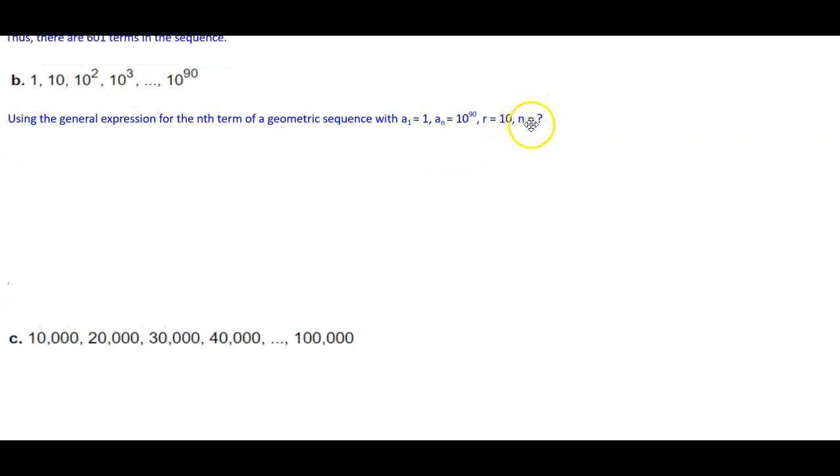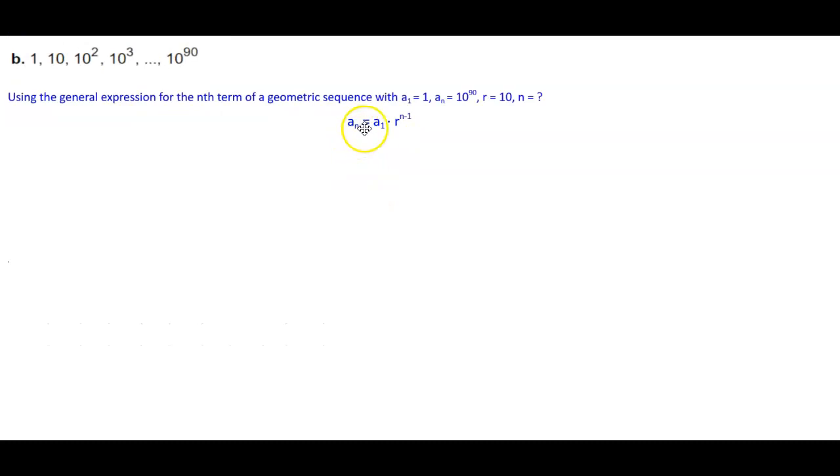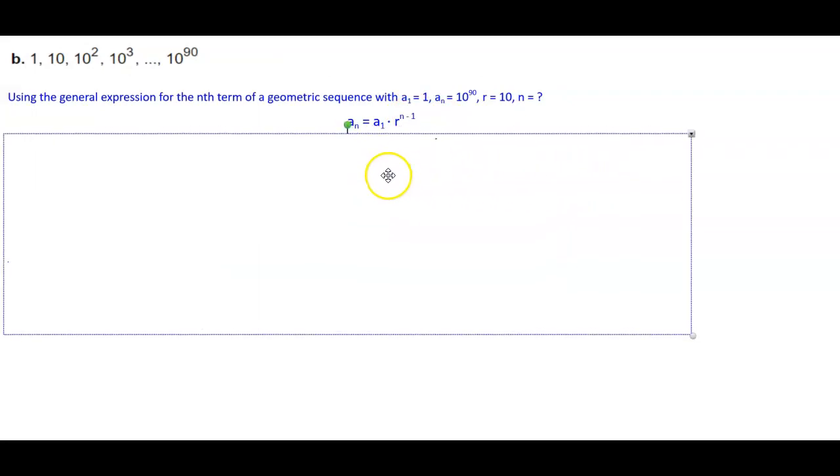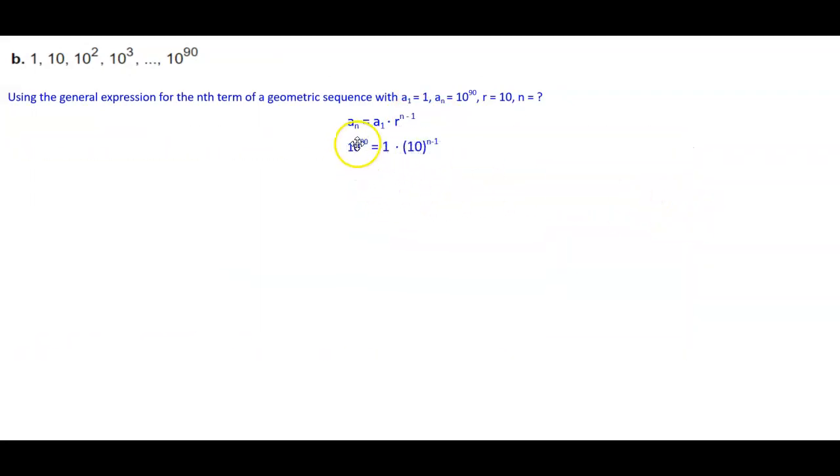And again, we want to figure out how many terms there are in this sequence, so we're looking for n. The formula for the geometric sequence is a subscript n equals the first term times r to the power of n minus 1. So we put in the last term, 10 to the 90th, equal to the first term 1 times the common ratio 10 to the power of n minus 1. Multiplying 1 times 10 to the n minus 1, we get 10 to the n minus 1, which is equal to 10 to the 90th.